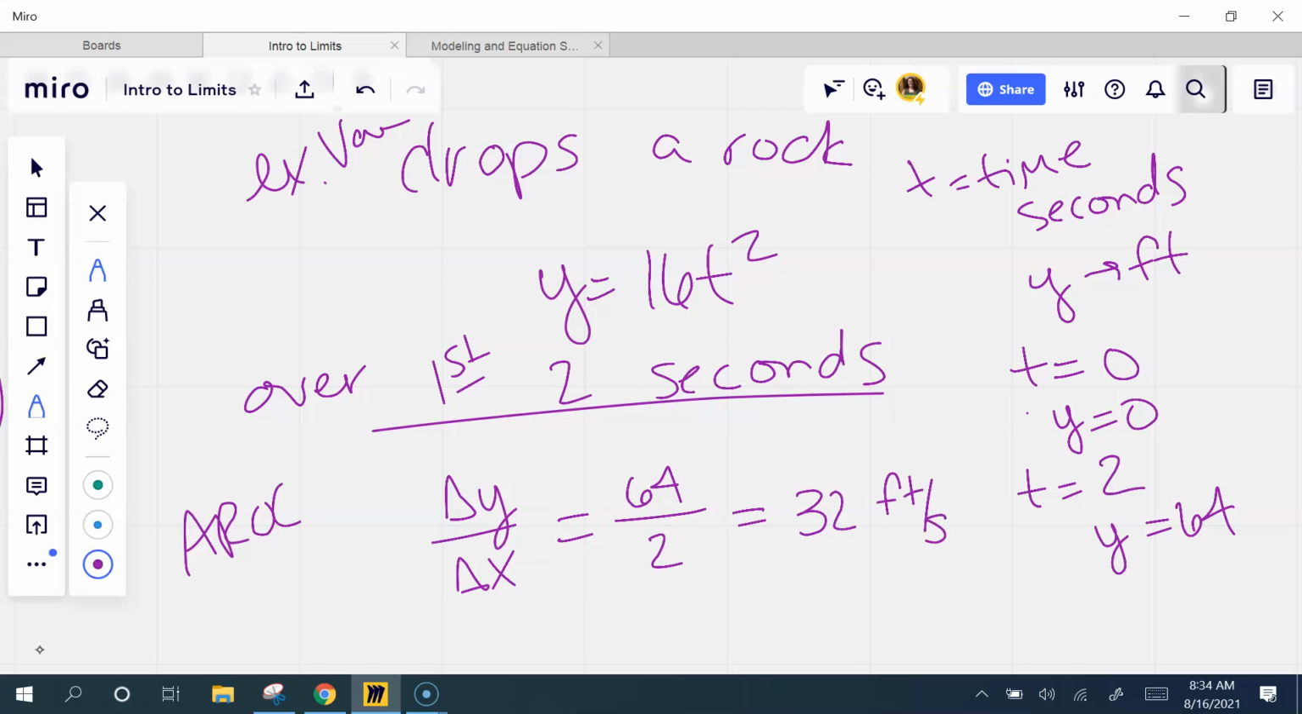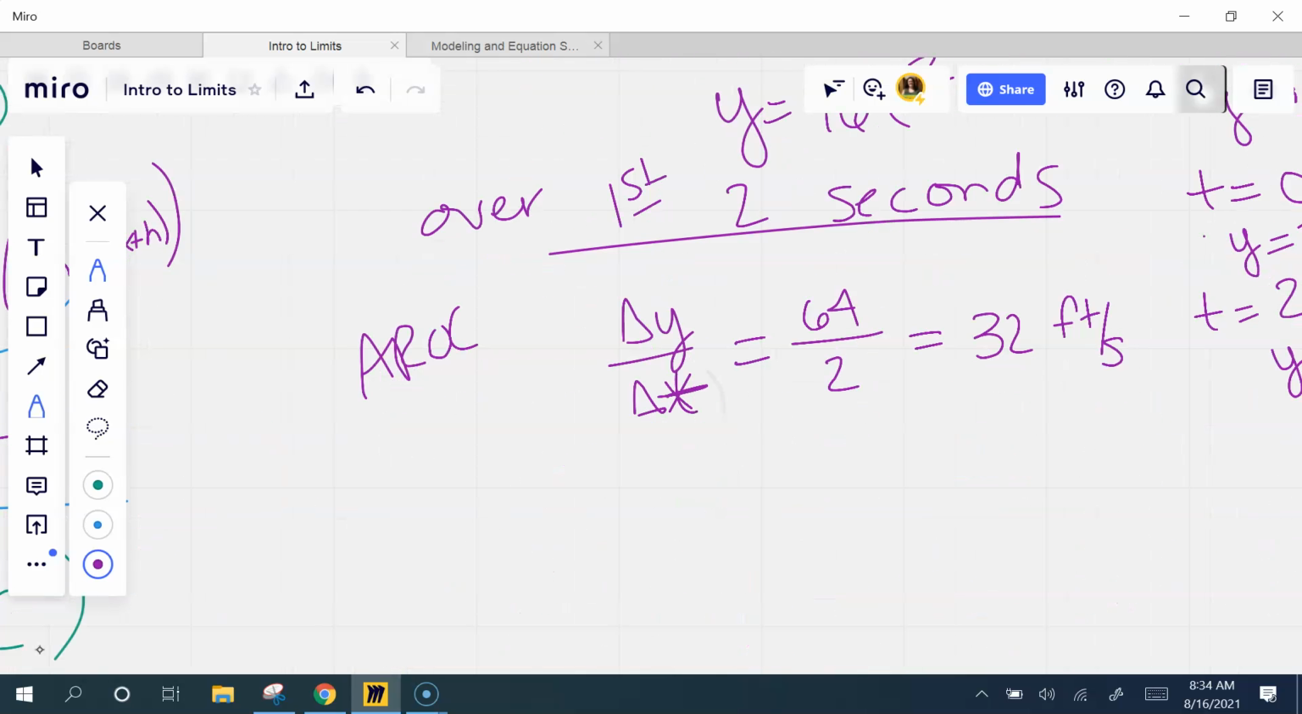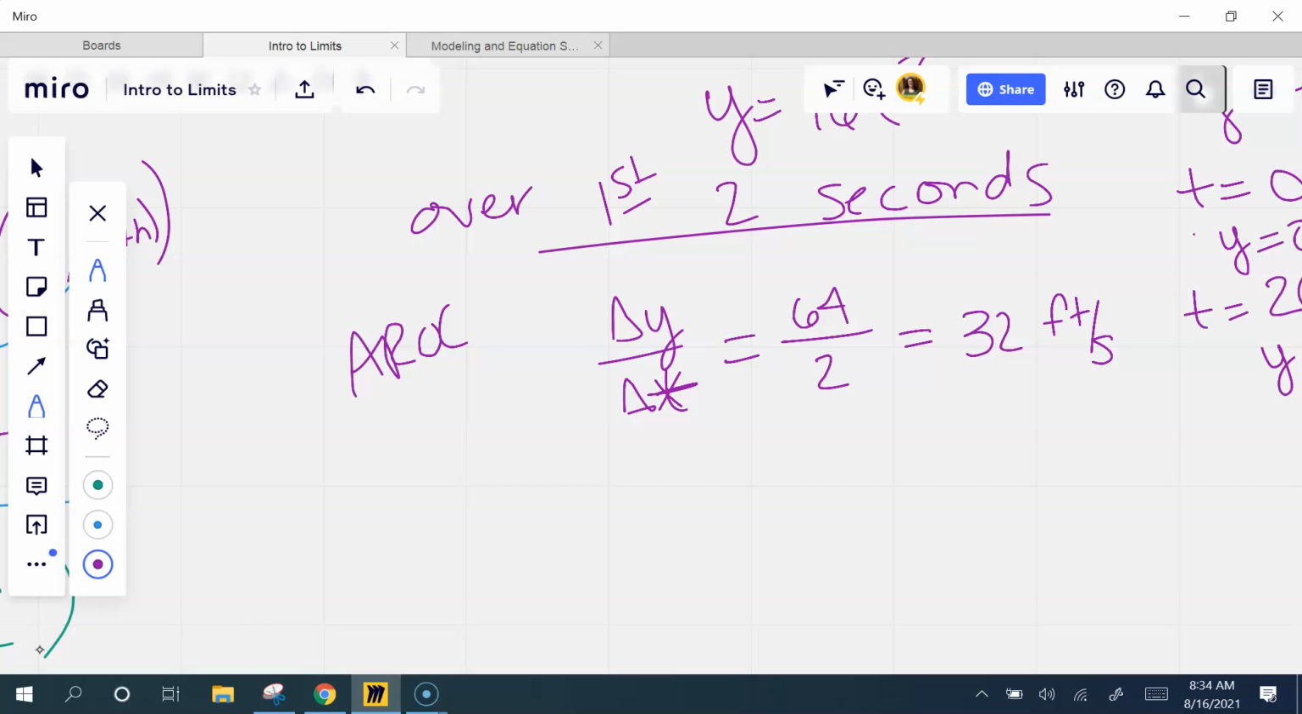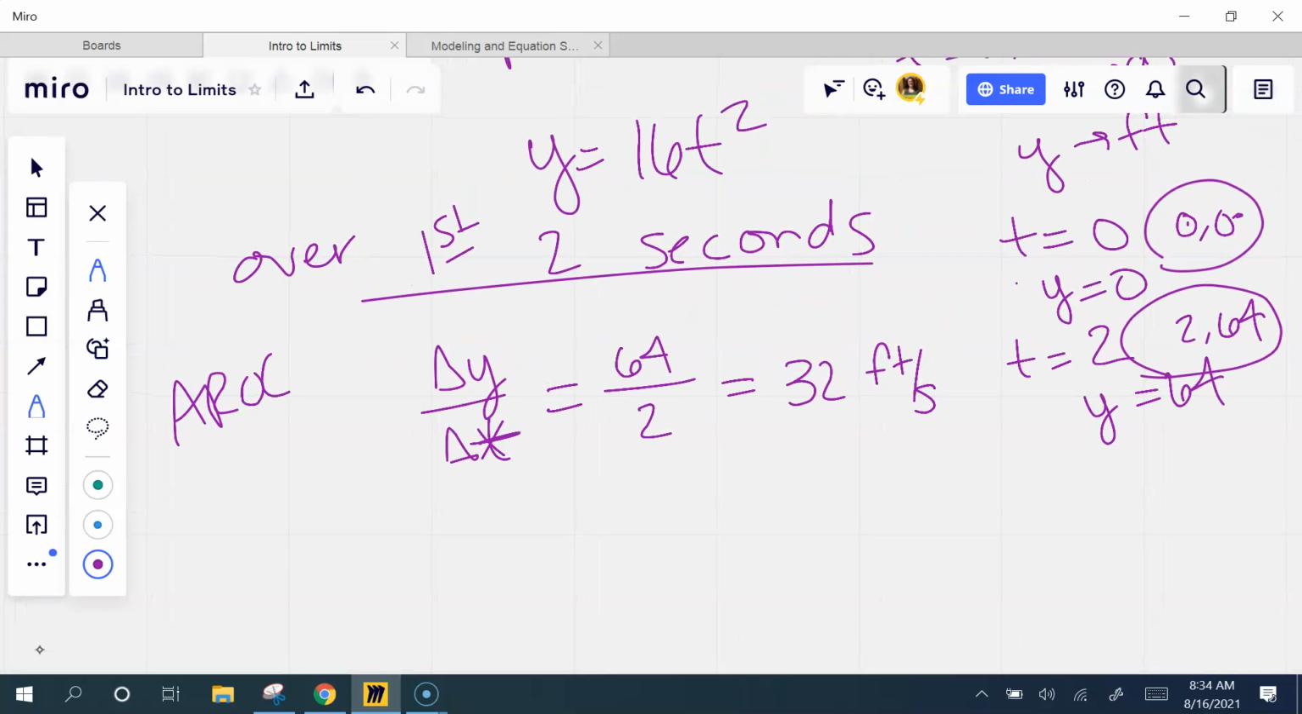Just think about slope. The points are (0, 0) and (2, 64). Sorry, I should have put a T there. If you had these 2 points and I said find the slope between those 2 points, what would you do? Change in y over change in x, right? Yes. I set it up that way for you so you could see how the rate of change works.